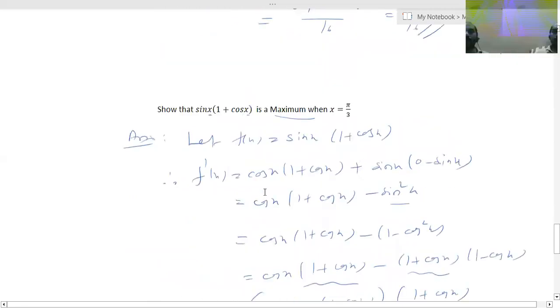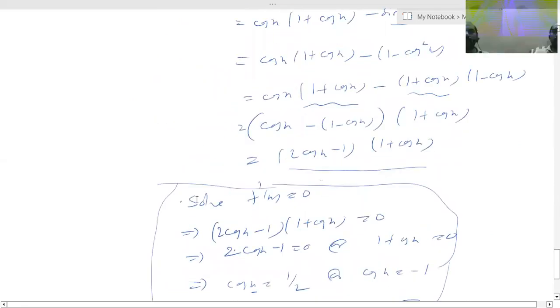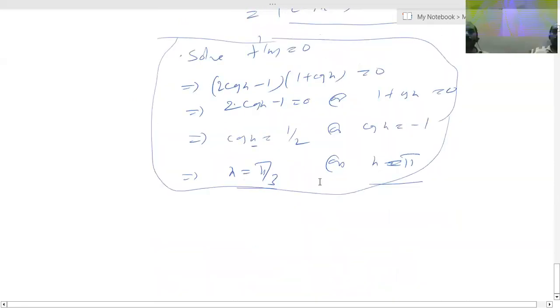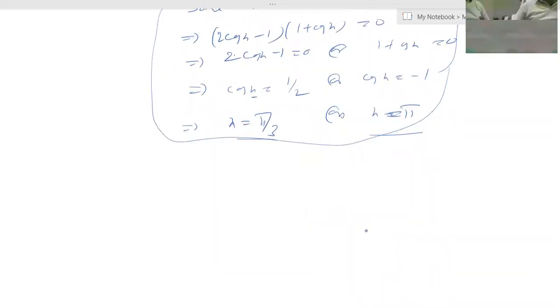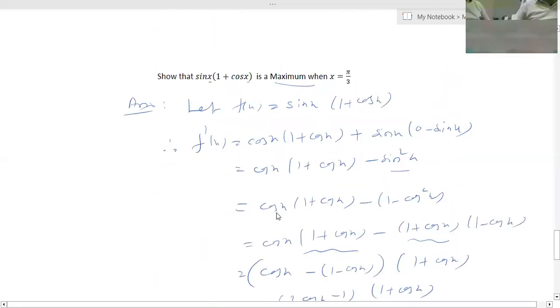That time we must find f dash x equal to 0. That means solve f dash x equal to 0 and find roots. So that means no need to find this value, already they provide the value also. So now the third step is to find the second order derivative of the given function. Here the expression is this one, the given expression.